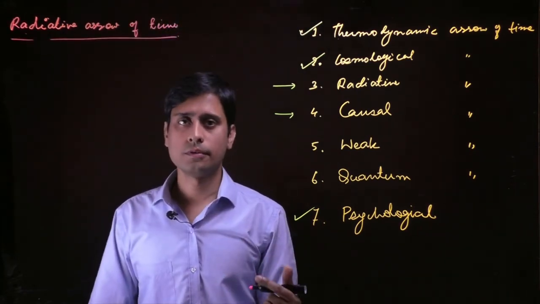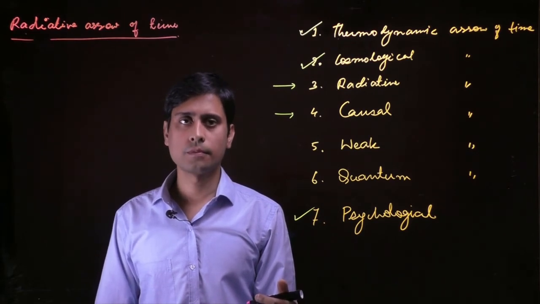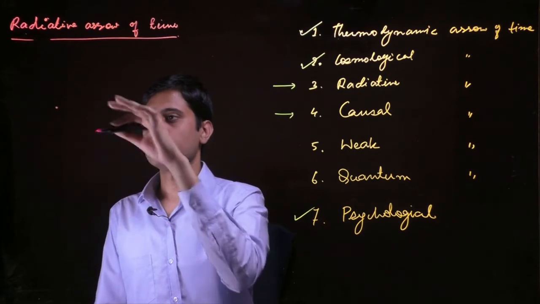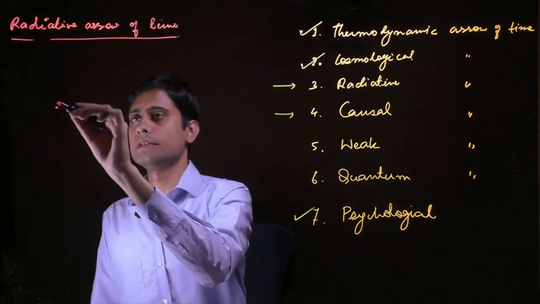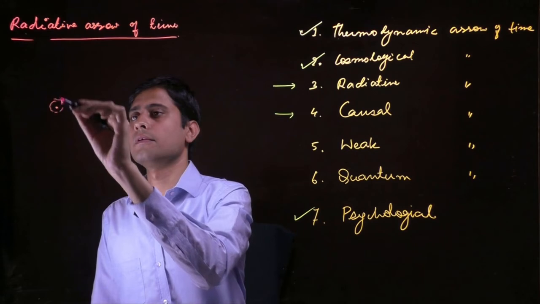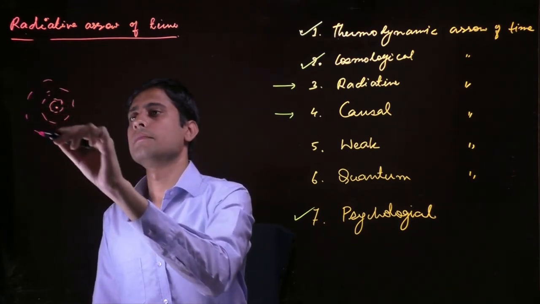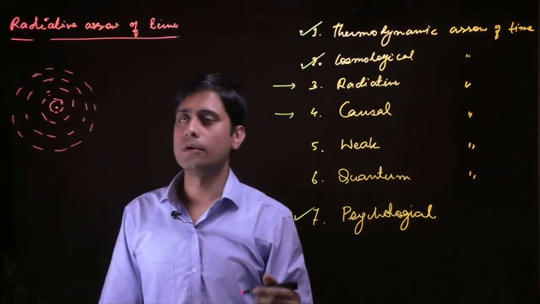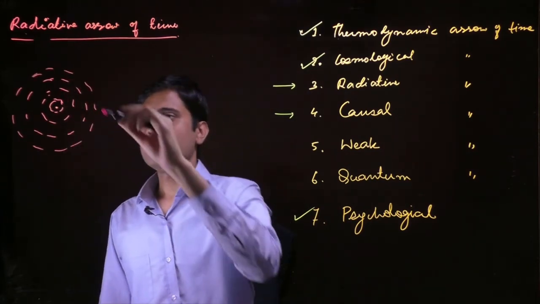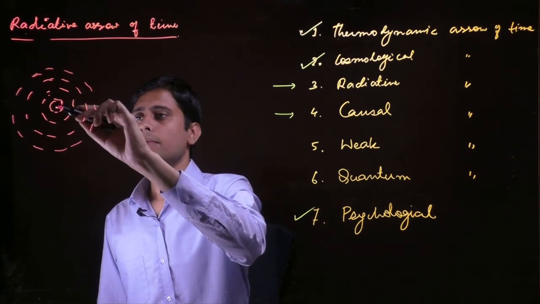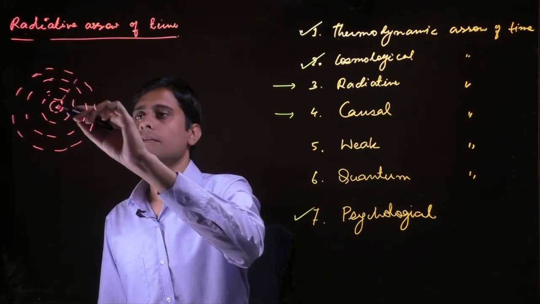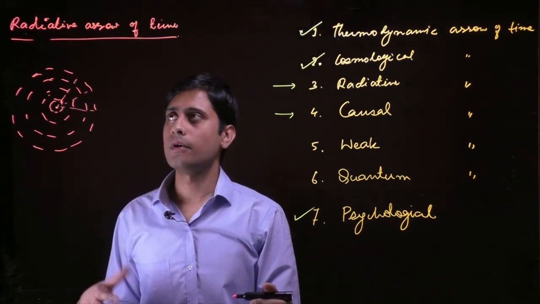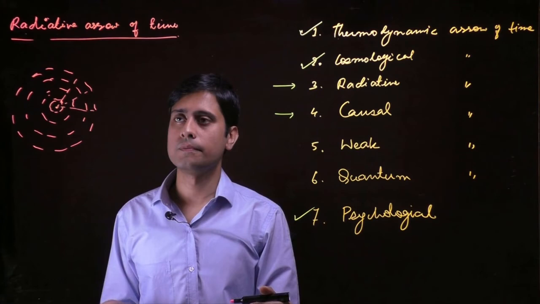Suppose you throw a stone in a pond. Then at the point where the stone touches the water surface, it generates concentric ripples throughout the dimensions of the pond. So here you will find that the wave, the disturbance, is moving out radially. This kind of wave is called a radiative wave.